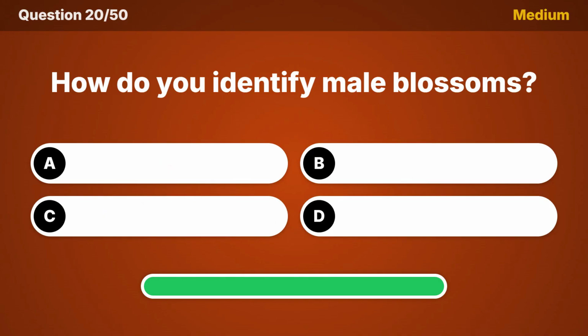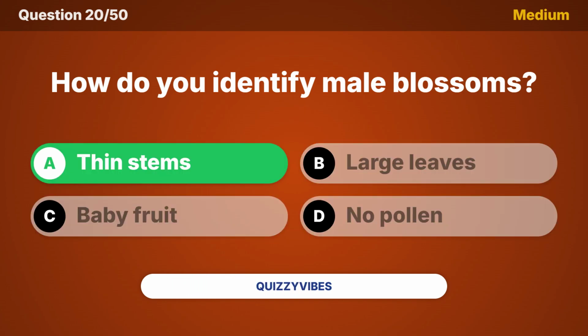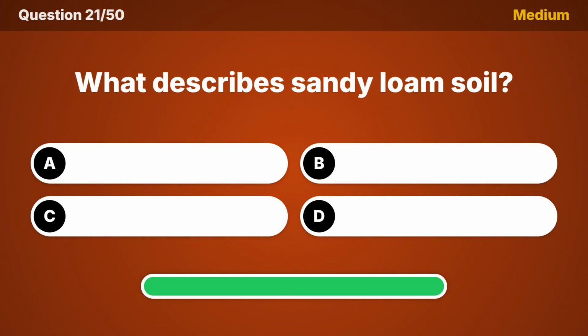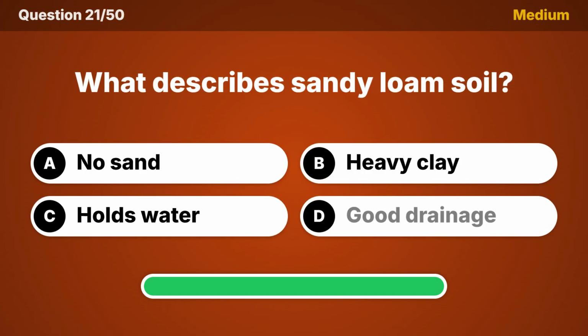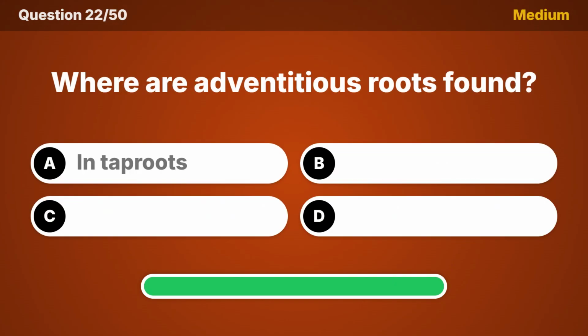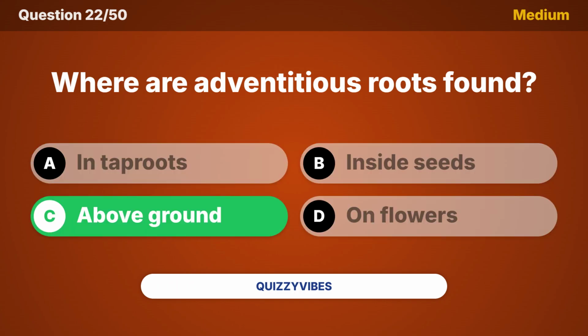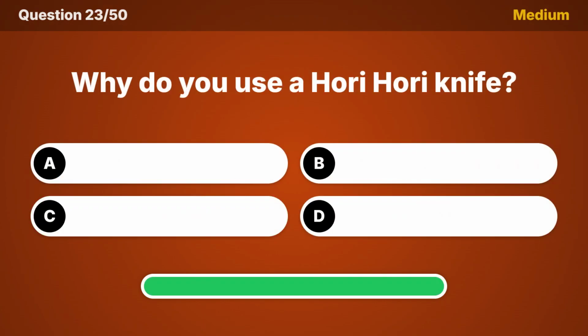How do you identify male blossoms? Here is the answer. Thin stems. What describes sandy loam soil? Did you guess it? The answer is good drainage. Where are adventitious roots found? Answer, above ground. Why do you use a hori-hori knife?